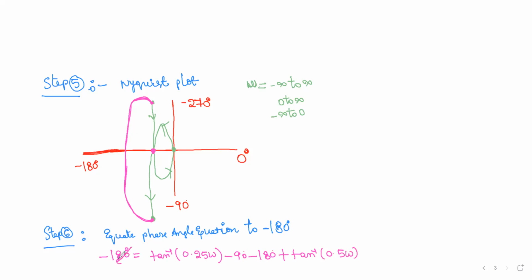Here minus 180 and this minus 180 get cancelled. So 90 degrees equals tan inverse 0.25 omega plus tan inverse 0.5 omega. So from this, we need to calculate the omega value.